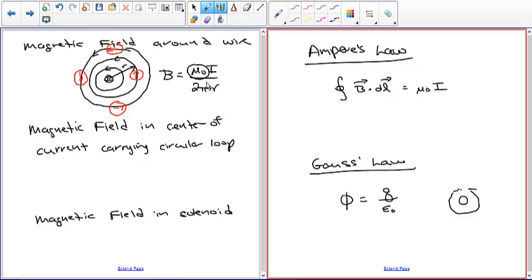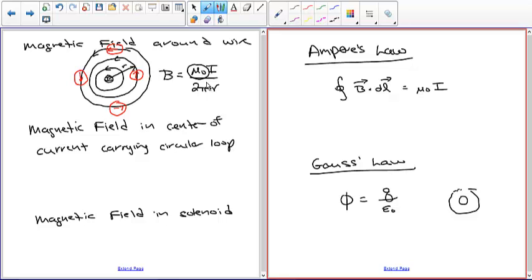Each little segment of the wire is going to have a magnetic field around it that's circular. And all those little circular fields are going to add together, so that at the center of the loop, the magnetic field is going to be larger than if you just had a straight piece of wire. It's kind of putting them all together.